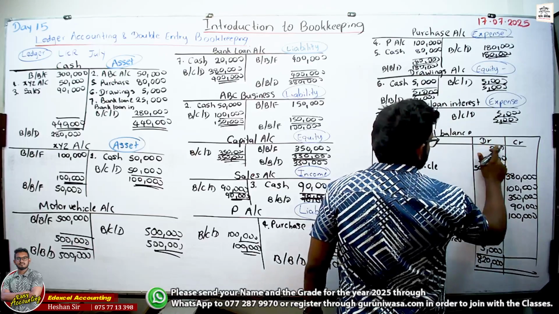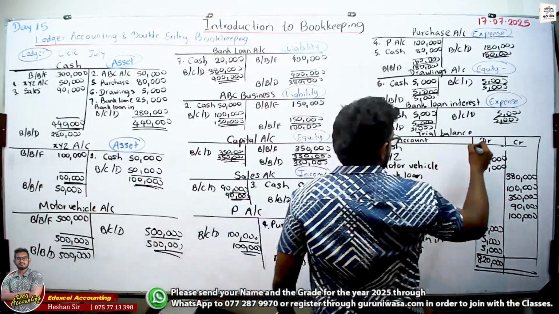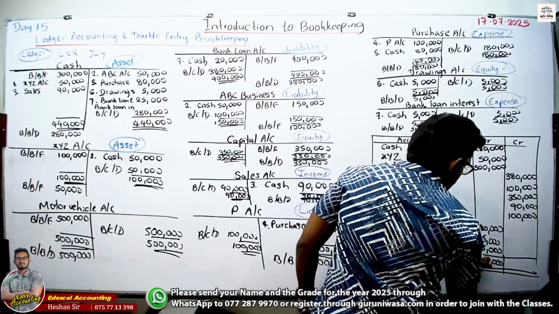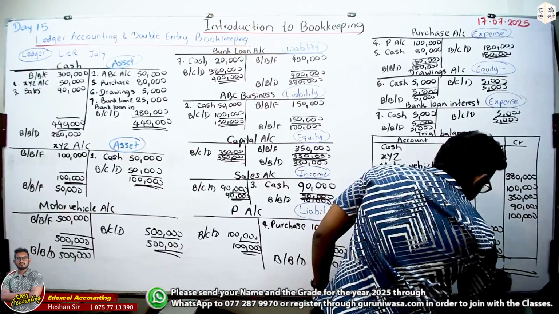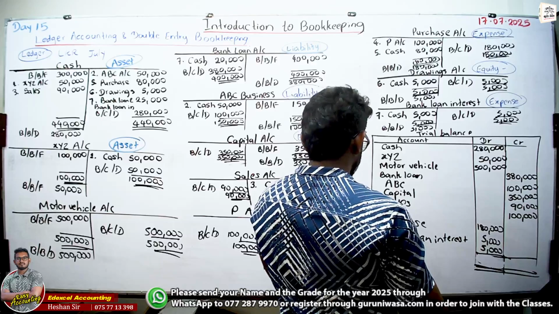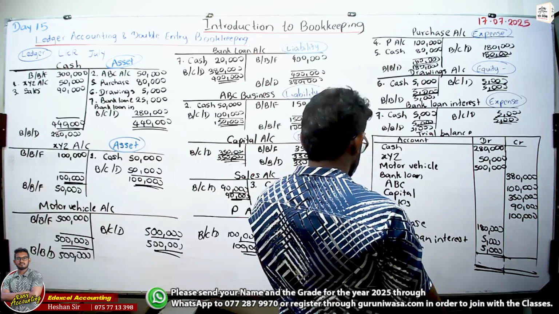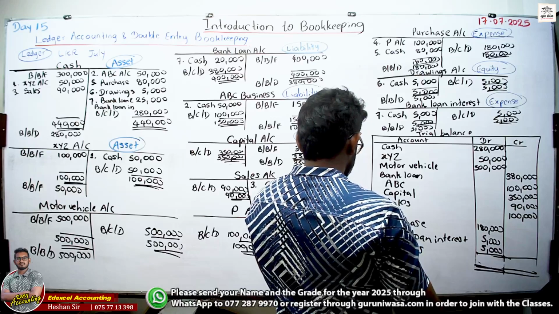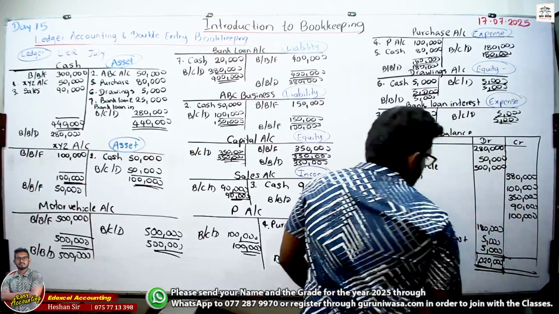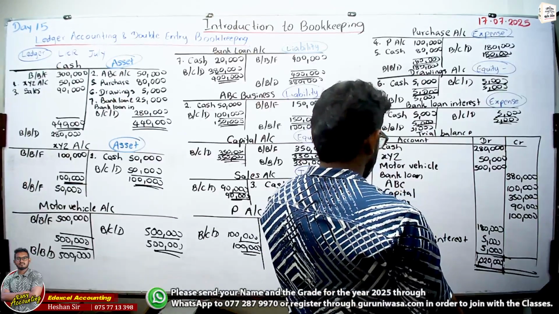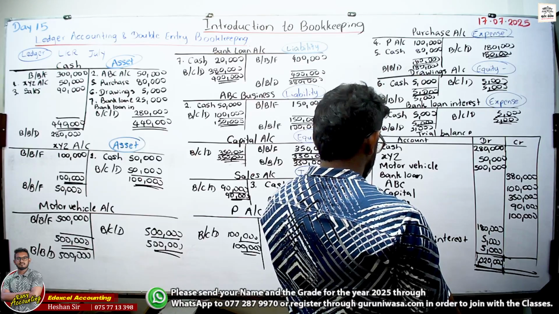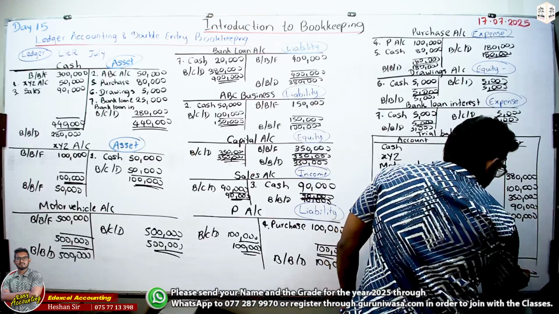Sorry, it should not be 80,000. The balance is 280. It's my mistake. Now it should be balanced. Now it's balancing. See, if we make a single mistake, everything will be wrong. 280 plus 50 plus 500 plus 180 plus 10, which means 1,020. On the credit side, 380 plus 100 plus 350 plus 90 plus 100, the same 1,020.